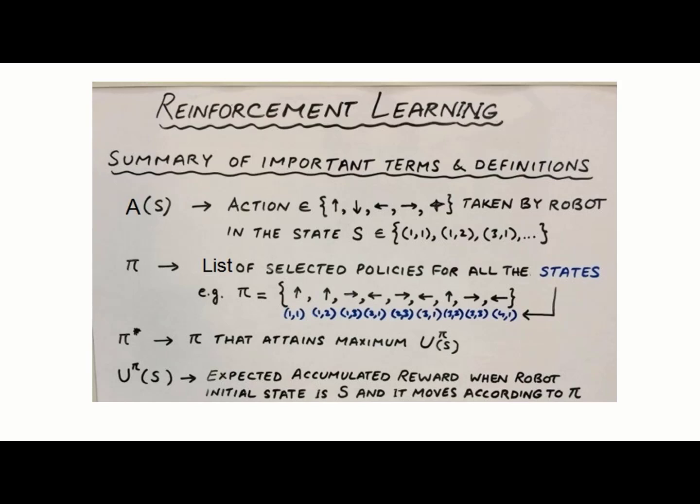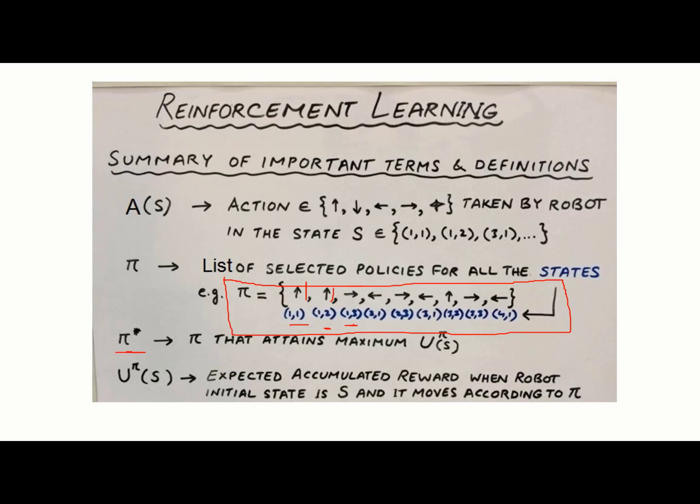So for instance, your pi may look like a list of actions such as: action for the state 1 1 is to go up, action for state 1 2 is to go up, action for state 1 3 is to go right, and so on and so forth. So there's a correspondence of action with the states.